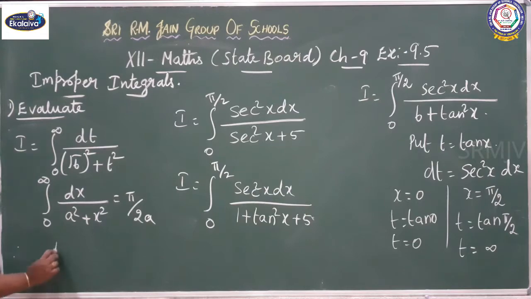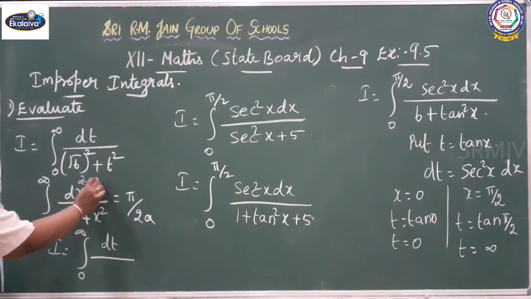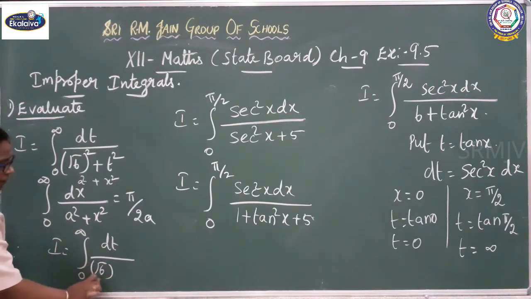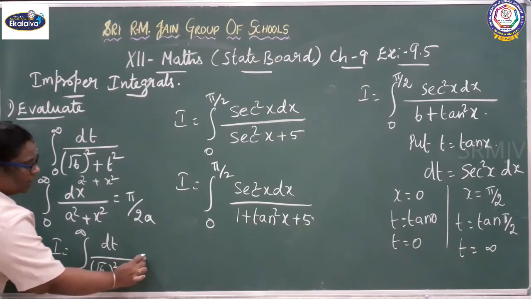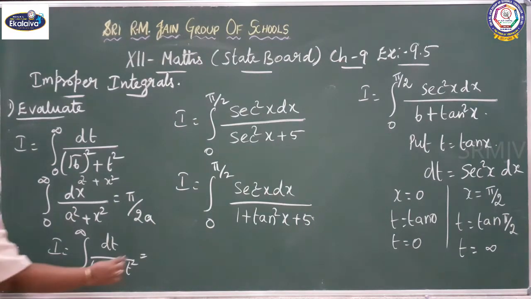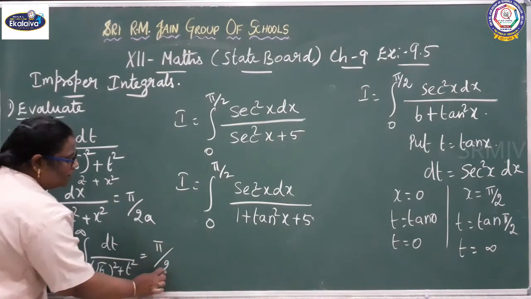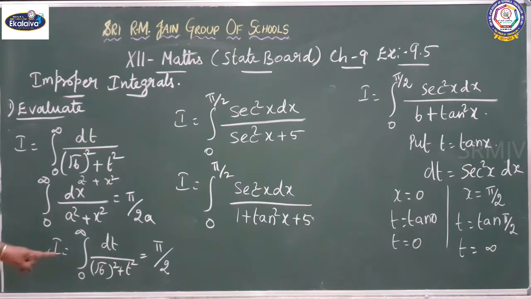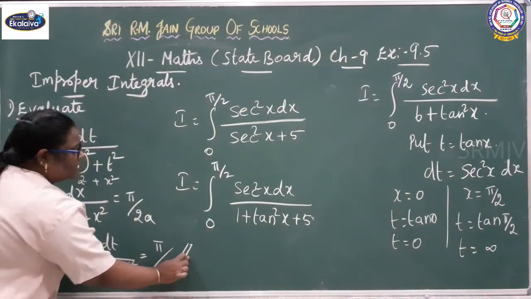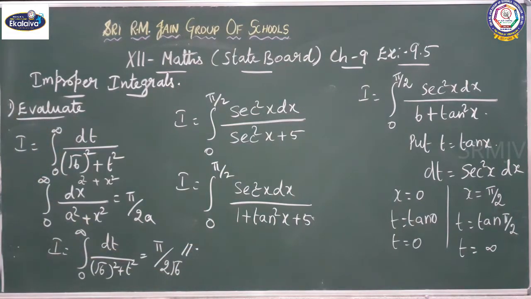So, integral I equal to integral 0 to infinity dt by root 6 the whole square plus t square, this is a square, this is x square, equal to pi by 2 into what is the value of a? Root 6. So, pi by 2 root 6 is the answer.